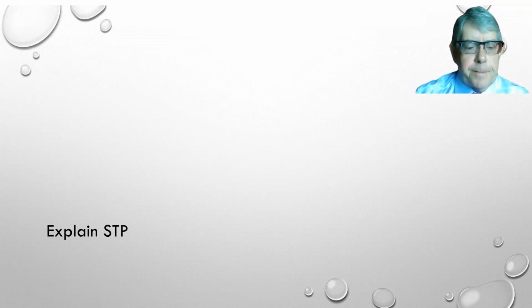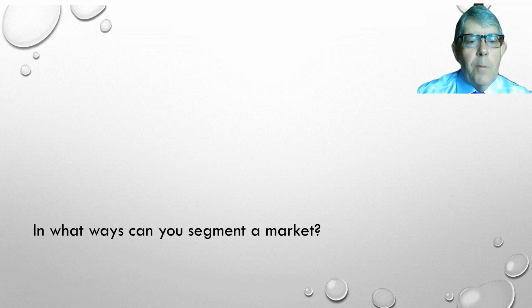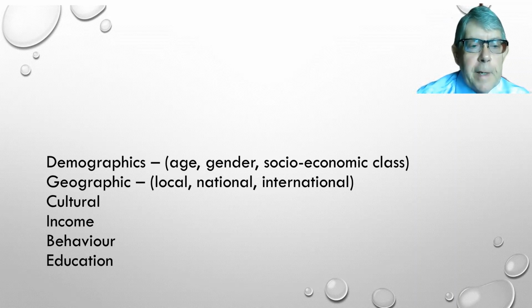Explain STP. Segment, target, position. It is a summary of the marketing decision-making process which provides the basis for the marketing plan. In what ways can you segment a market? Through demographics, age, gender, or socio-economic class. Geographic, could be local, national, or international. It could be cultural, it could be income, it could be through behaviour, or even education.